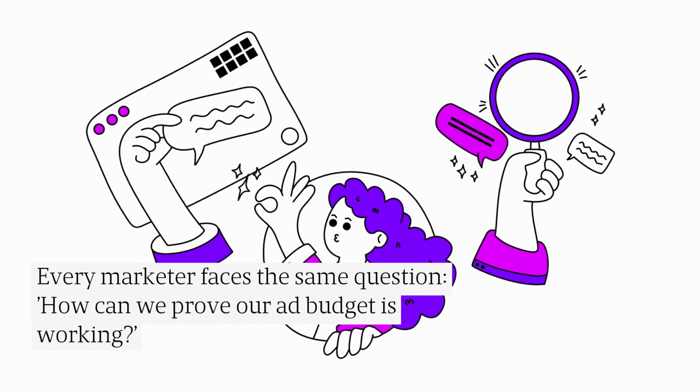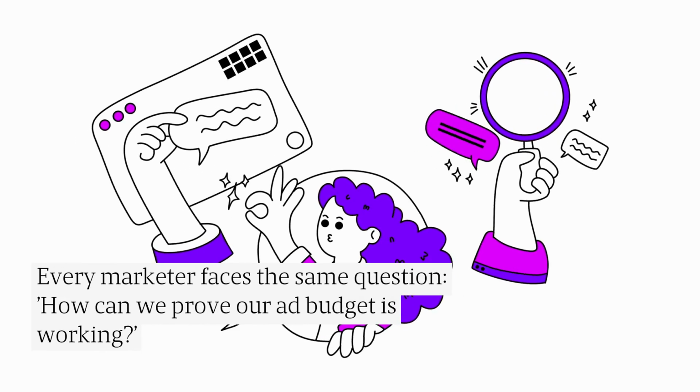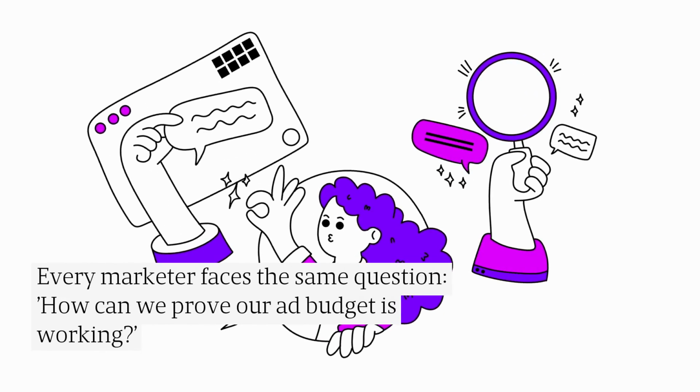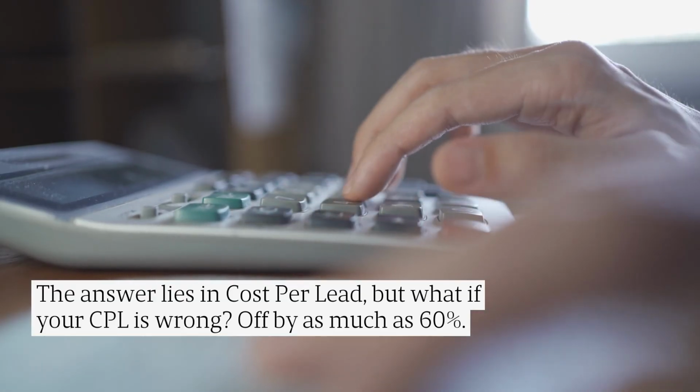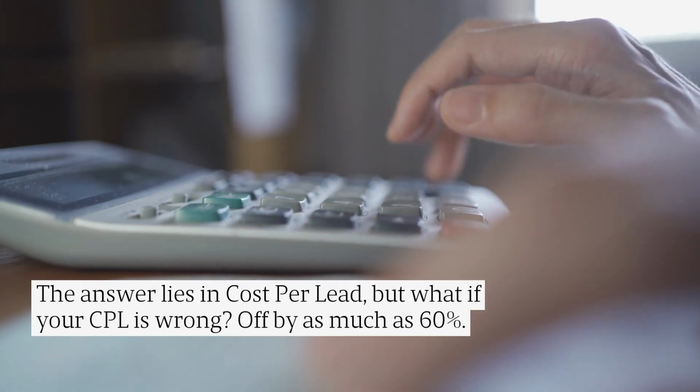Every marketer faces the same question. How can we prove our ad budget is working? The answer lies in cost per lead. But what if your CPL is wrong? Off by as much as 60%.